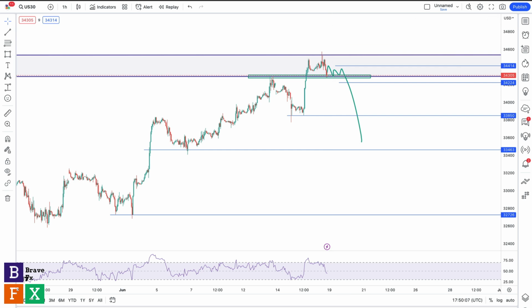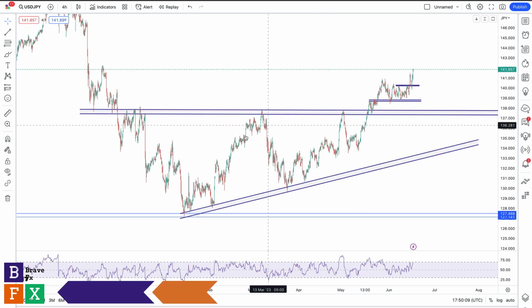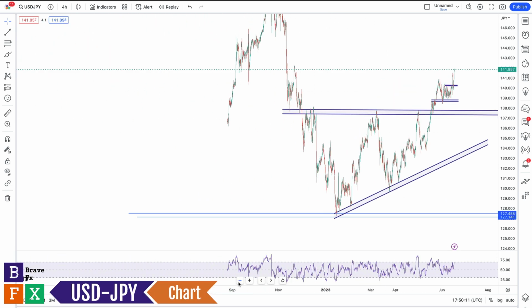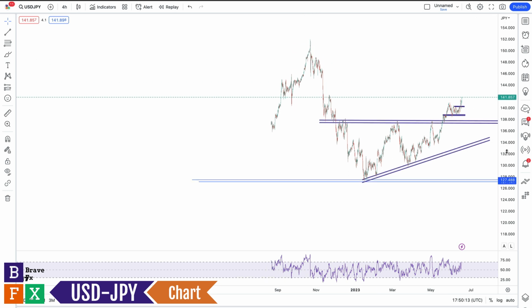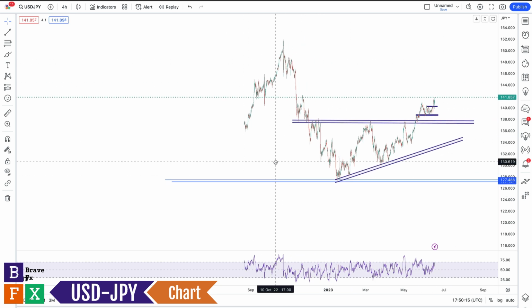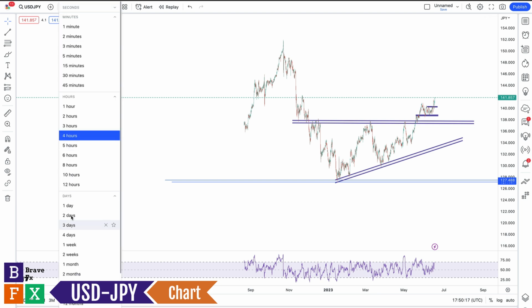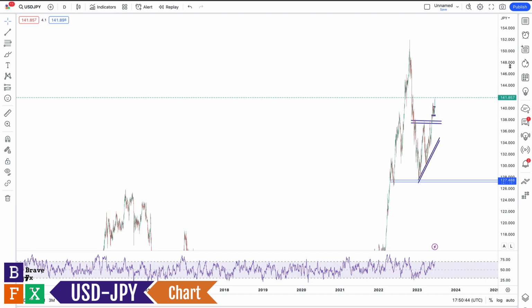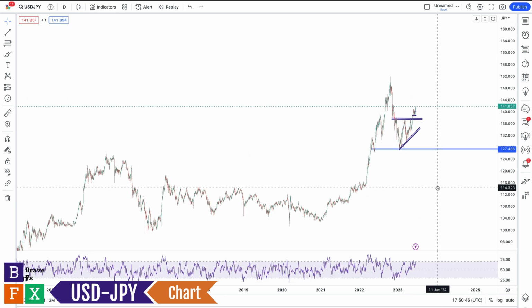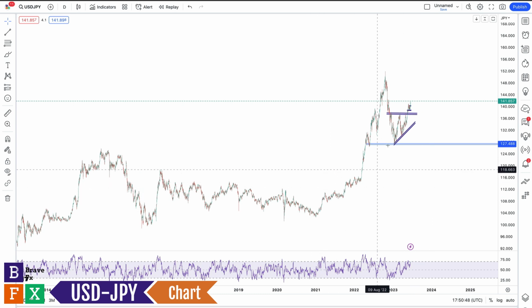So moving on, we're going to talk about USD-JPY. This is something I've been talking about for quite some time. Strong bullish trend on the 4 hours time frame. So just give me a minute, I'm going to go to the 1-day charts. So this is the USD-JPY chart on the daily time frame. You can see a massive bullish trend.